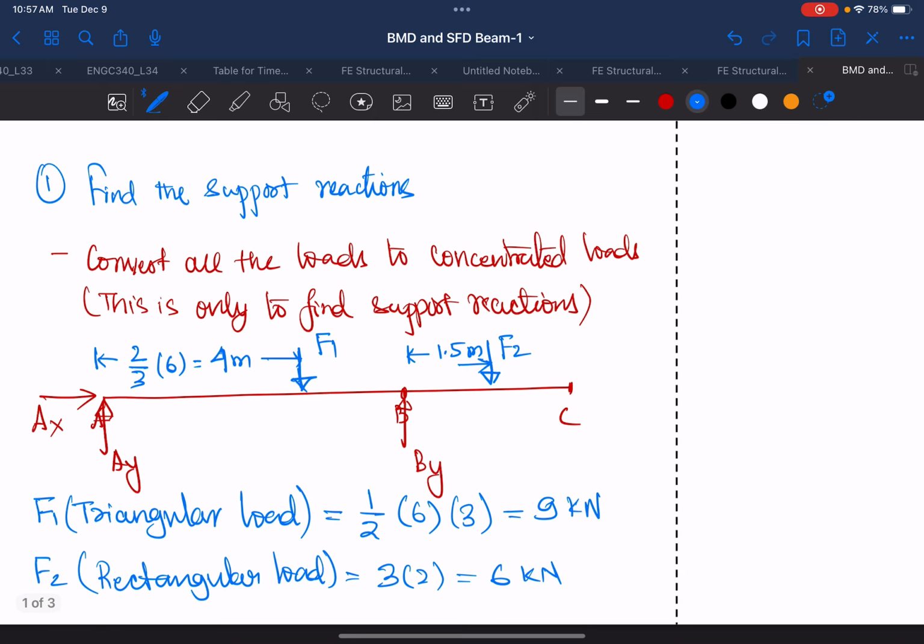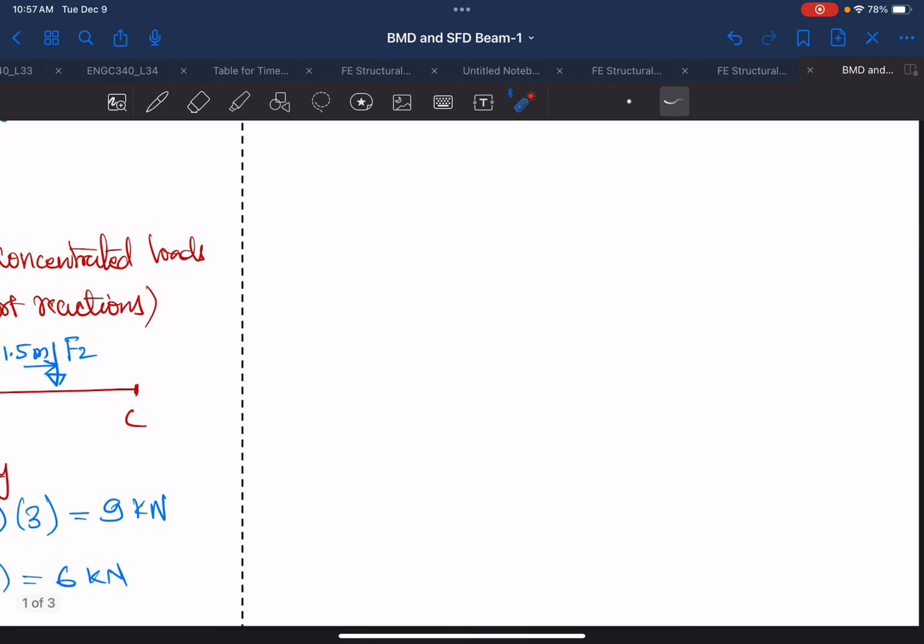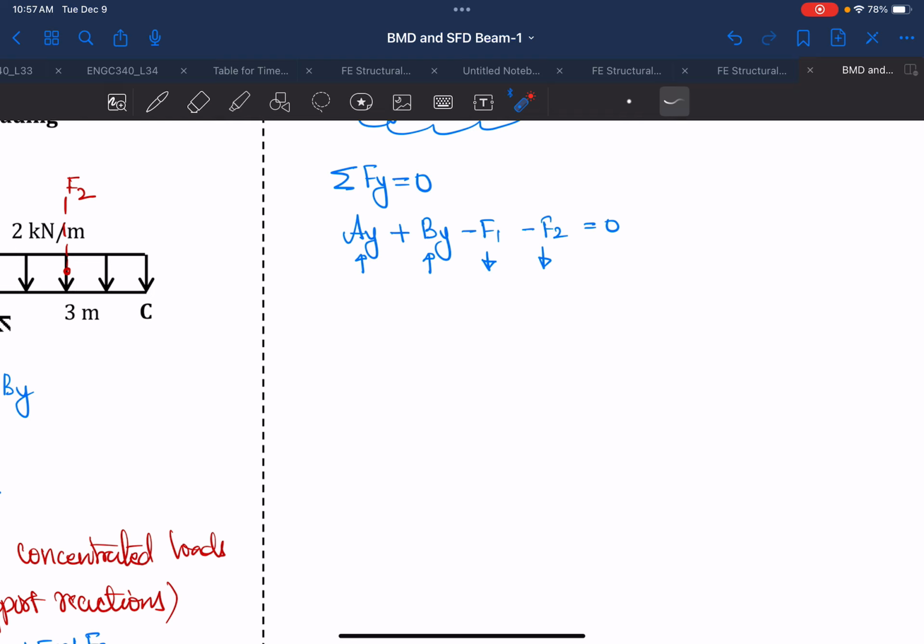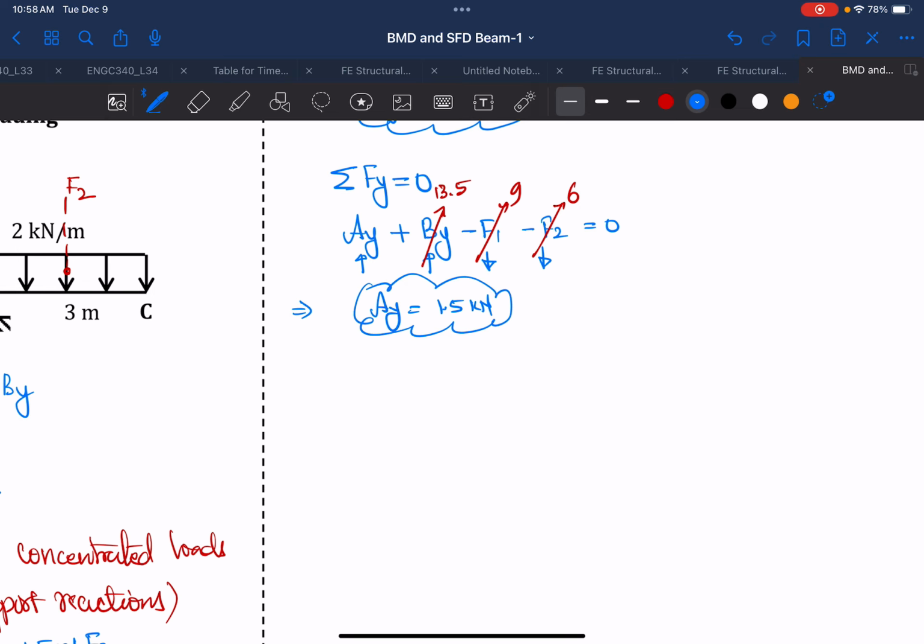So here we have Ay, By, F1, and F2. From here we already know F2 is 6, F1 is 9, By is 13.5. So finally we can say that Ay is equal to 1.5 kilonewton. And then we use summation of Fx equal to 0. You'll find that your Ax is equal to 0. So there's no actual force.